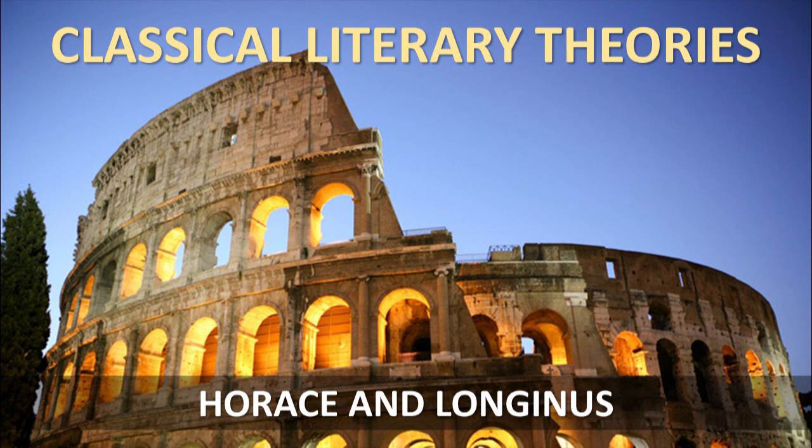So this is Horace's theory, the aesthetic theory. How many theories do we have? Four theories, four classical theories. And we're done with them.